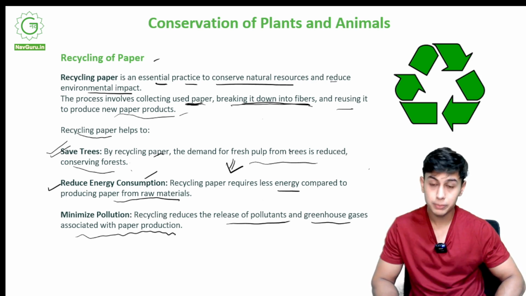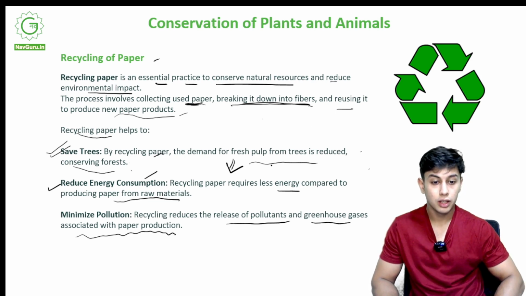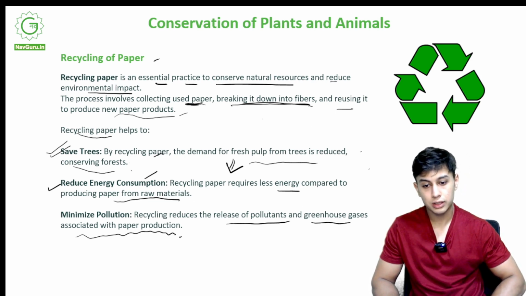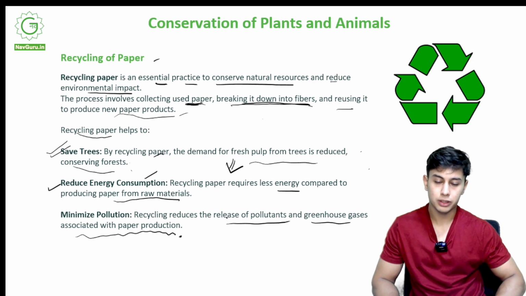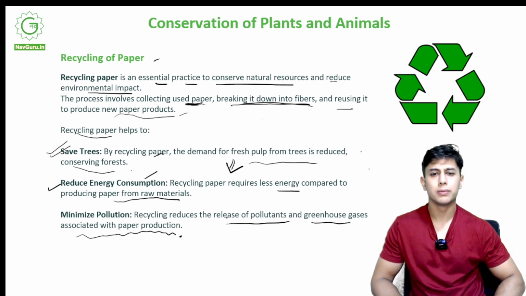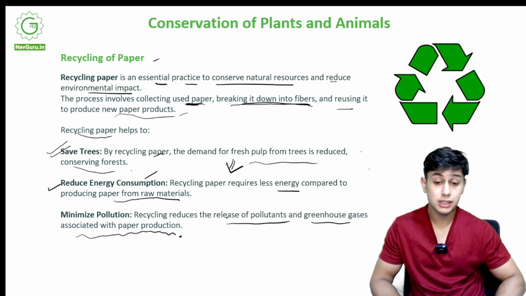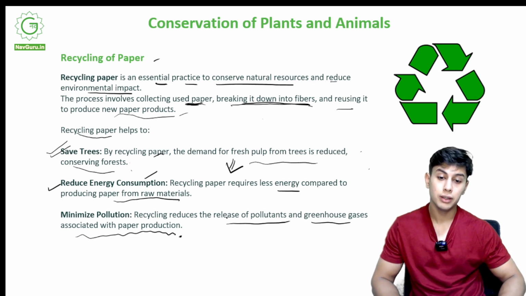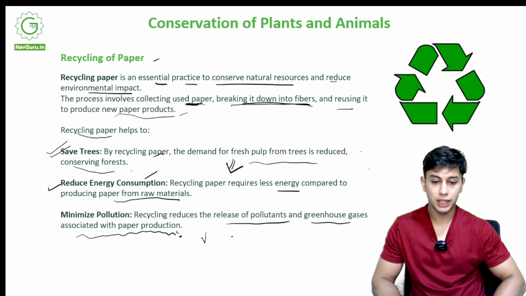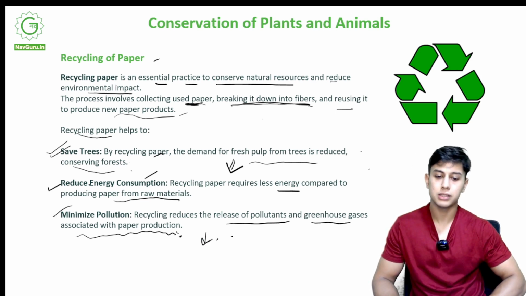I will take that waste paper and make new products from it. And greenhouse gases are associated with paper production. So a lot of harmful pollutants and greenhouse gases are produced when we make paper. If we want to reduce that, we recycle the paper. Thus recycling helps in minimizing pollution.